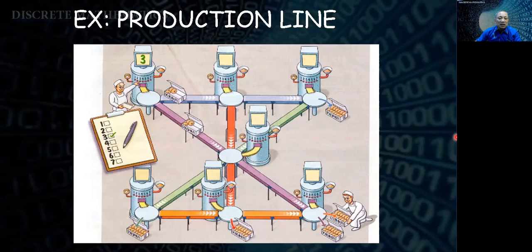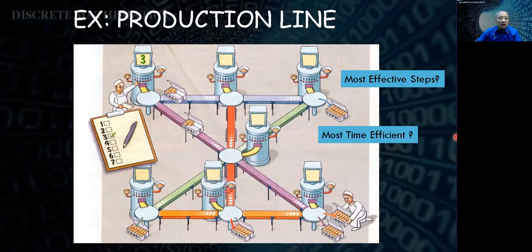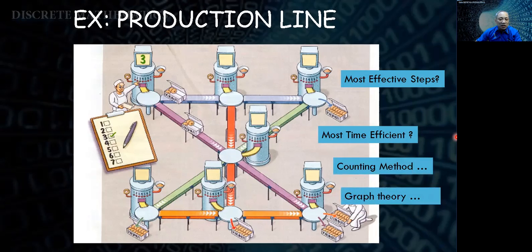So we can use all the discrete mathematics knowledge to find the most effective steps, without wasting more time, delivering time or processing time. Which one is more time efficient? Say it looks like this is the manufacturing of donuts. How long are the donuts being made, and then collected and produced? And then we can use counting methods, graph theory, and of course other methods.